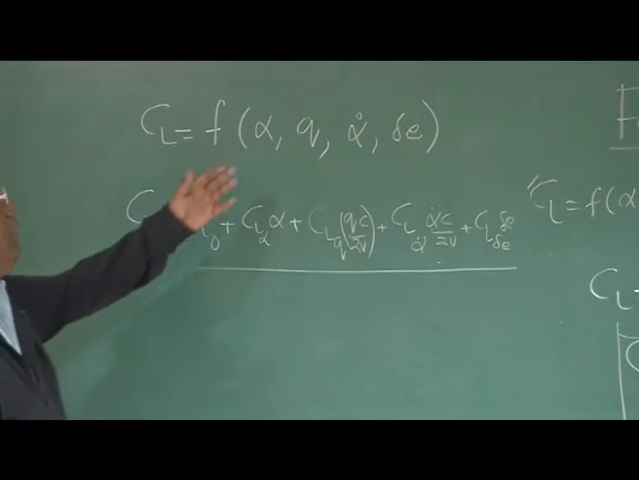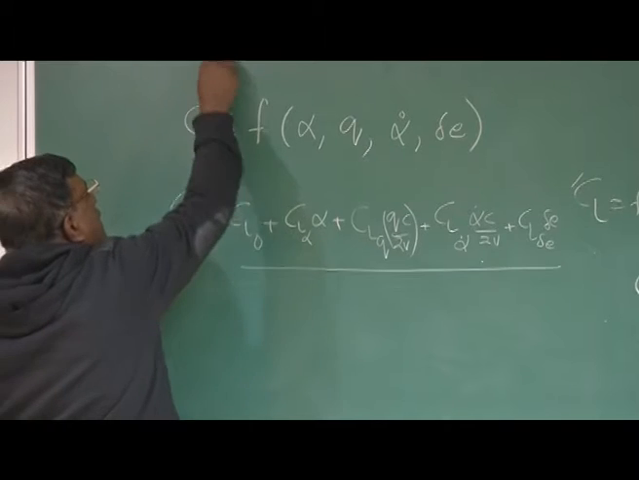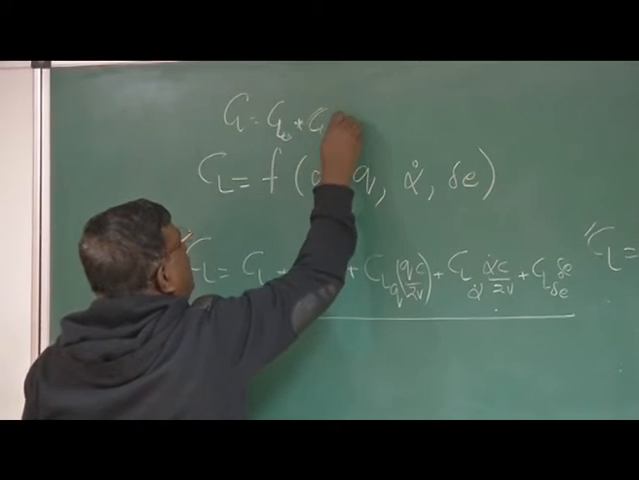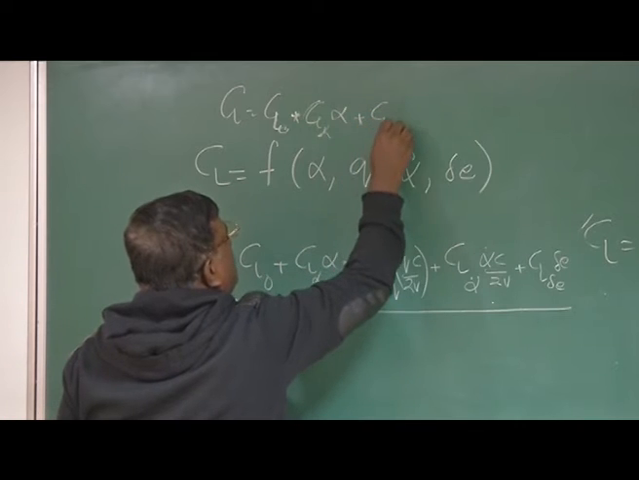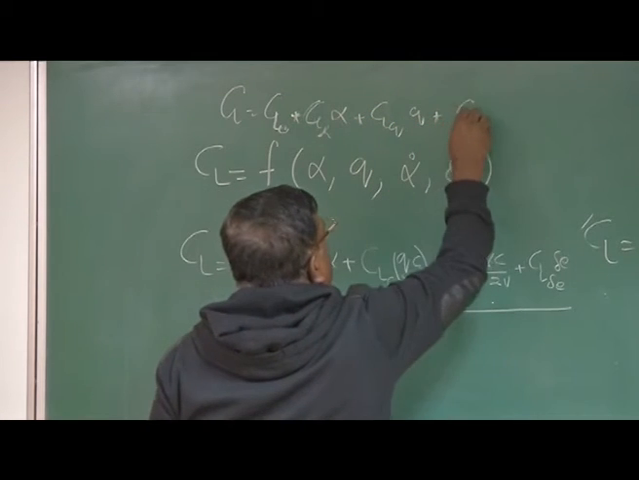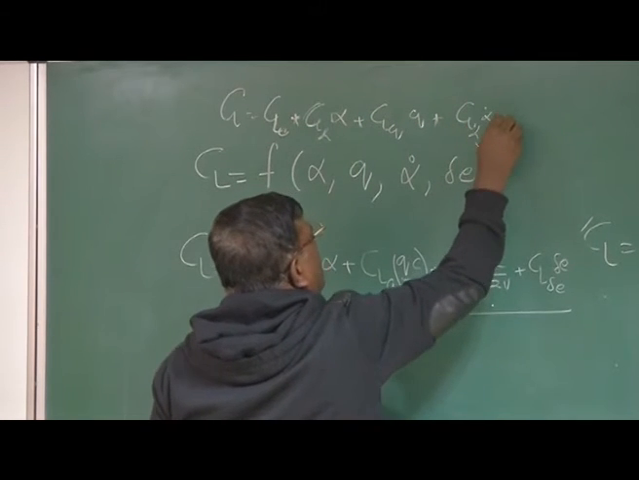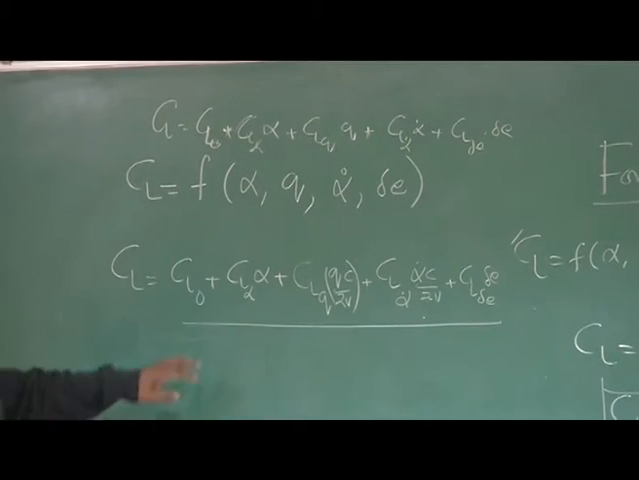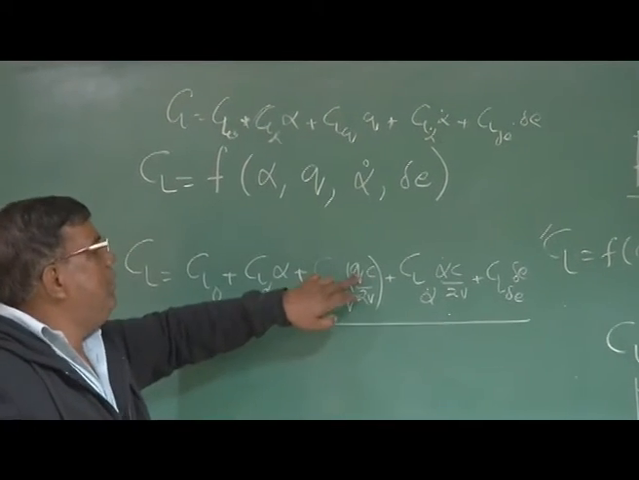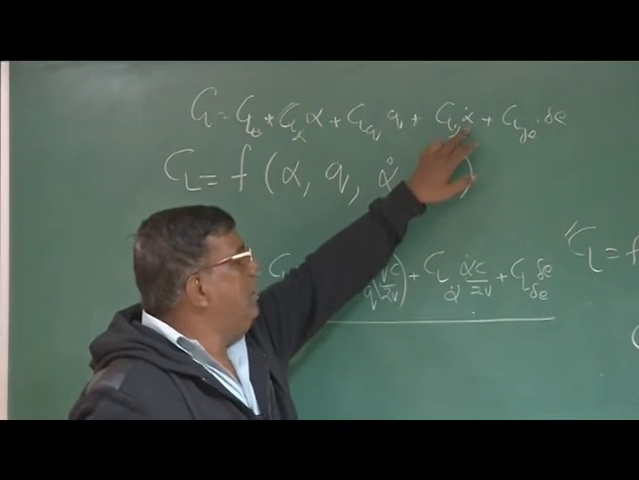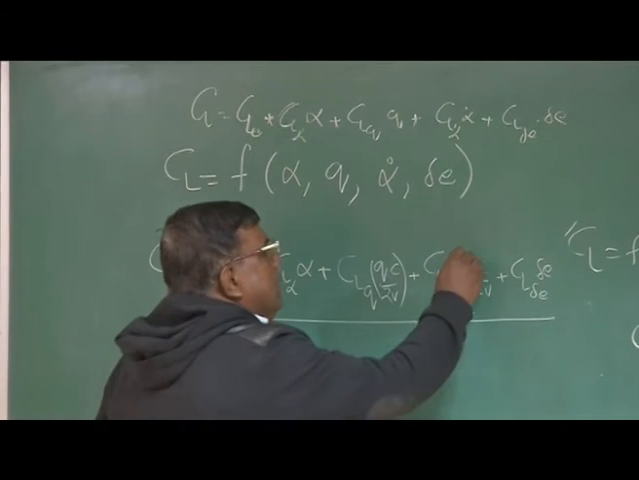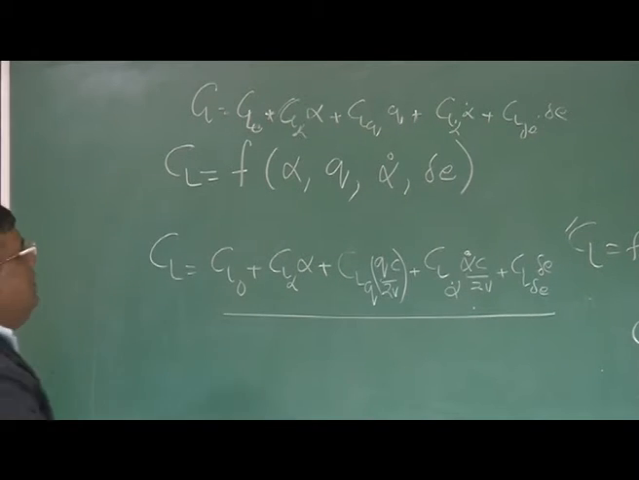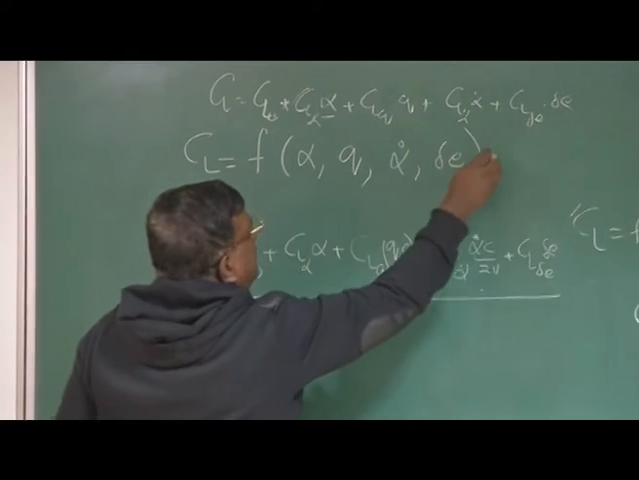Normally, if I give you an expression like this, you will write CL equals CL naught plus CL alpha into alpha plus CL Q into Q plus CL alpha dot into alpha dot plus CL delta E into delta E. But you have seen here, for Q, I have replaced it by QC by 2V. For alpha dot, I have replaced it by alpha dot C by 2V. Why? Let's understand.